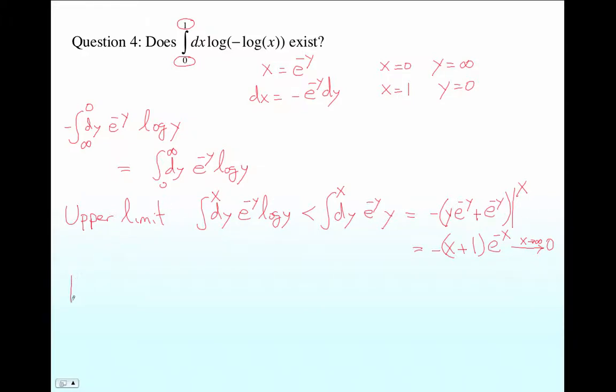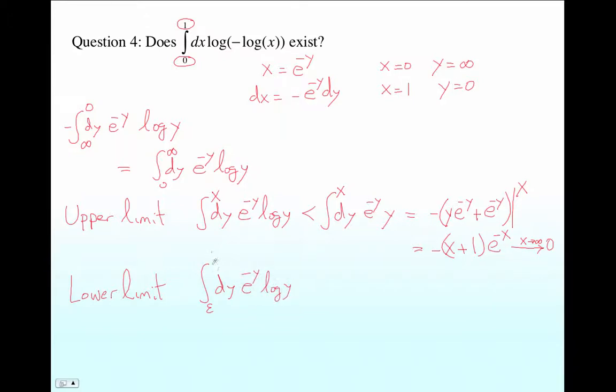What about the lower limit? At the lower limit, we need to deal with this integral, epsilon e to the minus y log y.